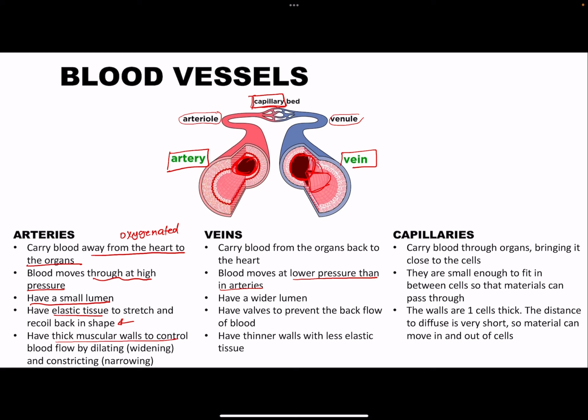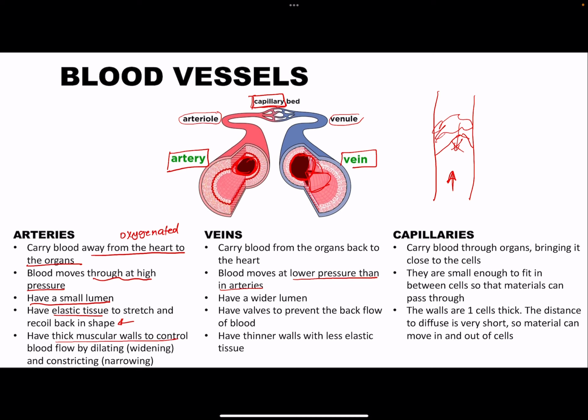The valves are there to prevent the backflow of blood. If this is the vein, we expect the valves to be like that if blood is moving in that direction, so that when the blood reaches this area here, it does not go back. So the valves are going to close to prevent the backflow of blood, so that blood is continuously being moved up.